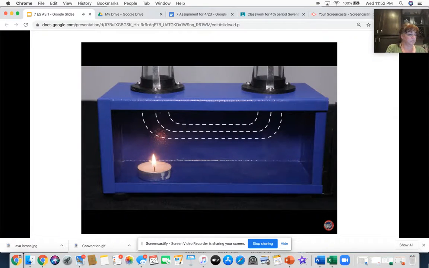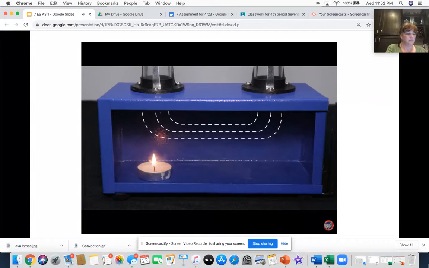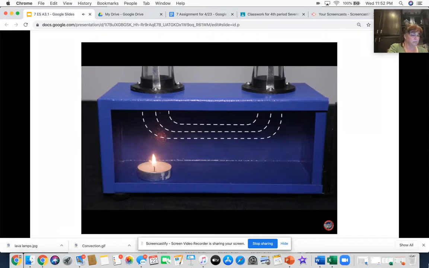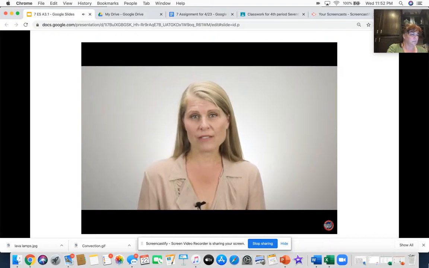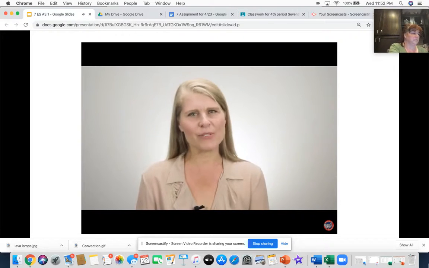The hotter air then rises above the cooler air and out the glass chimney. Cooler air replaces the air inside the box by entering through the other chimney, and a convection current is established. Now that we know how the apparatus works, how can we apply this and find examples of convection in the real world?